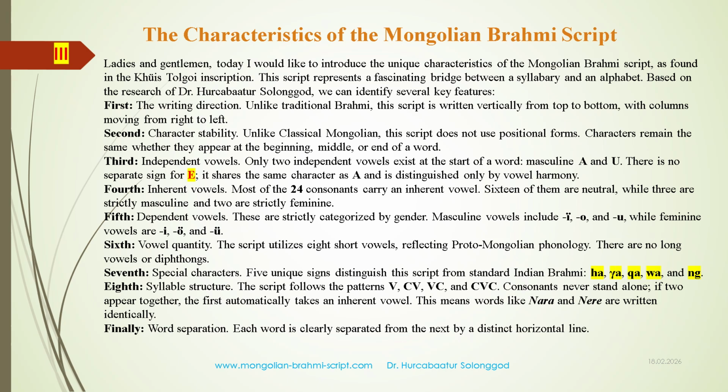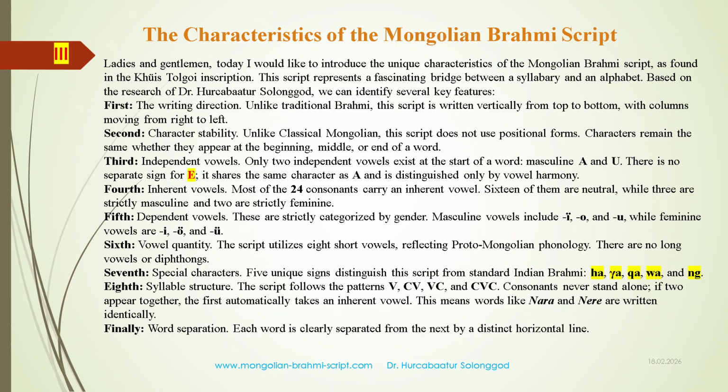Third, independent vowels. Only two independent vowels exist at the start of a word, masculine A and U. There is no separate sign for E. It shares the same character as A and is distinguished only by vowel harmony.